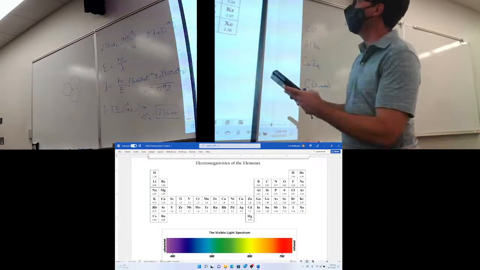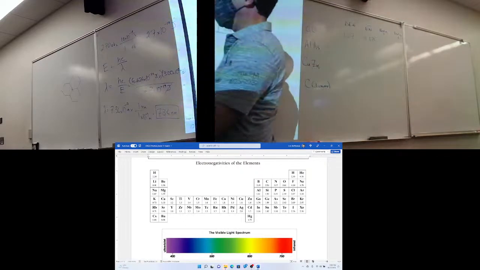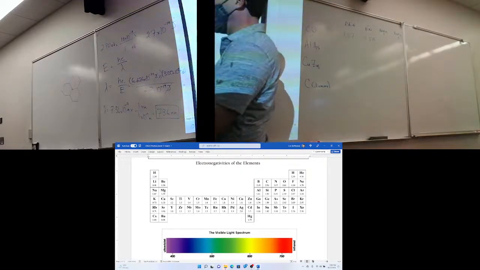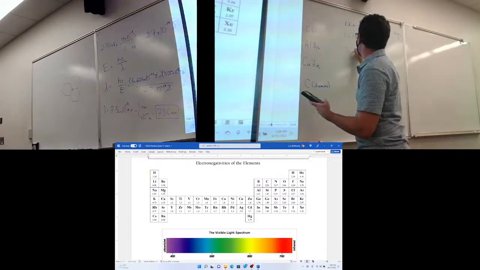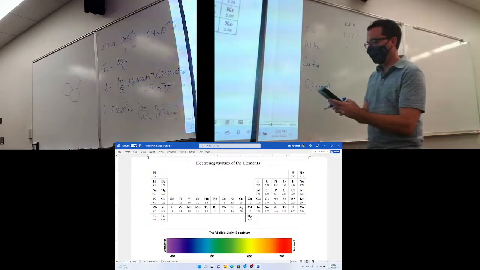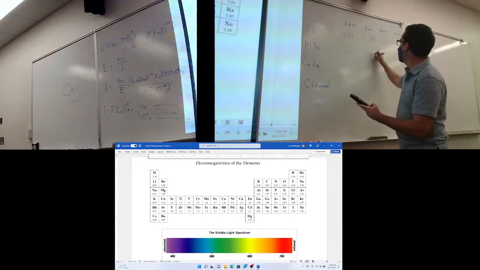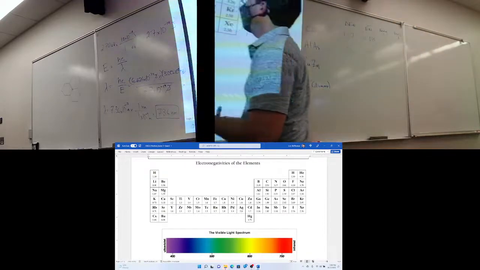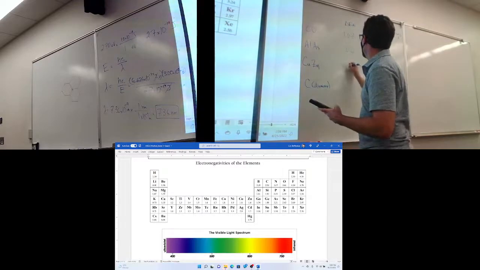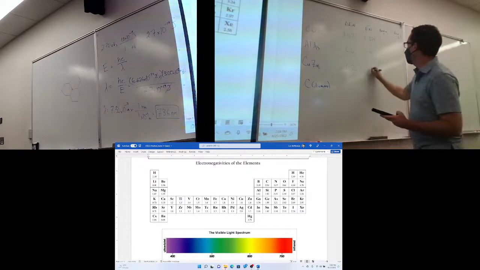So after this, aluminum and arsenic. Aluminum 1.61 minus arsenic 2.21. Make it positive. So it's 0.6 for the difference. And then the average, 1.61 plus 2.21 divided by 2, 1.91. So copper and zinc, 1.8 and 1.6. The difference is 0.2. And the average is 1.7. I can do that one in my head.